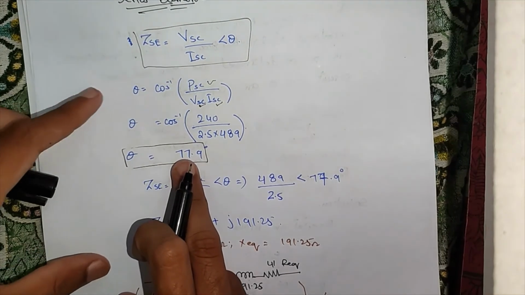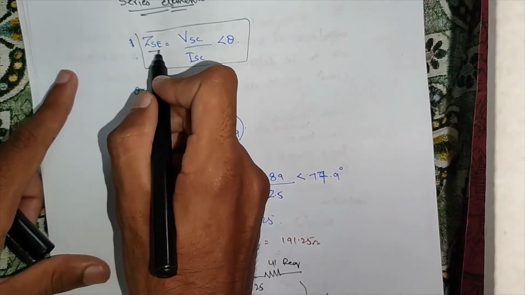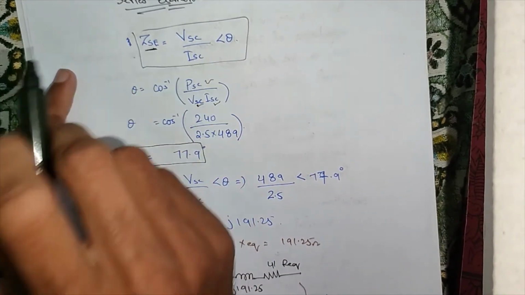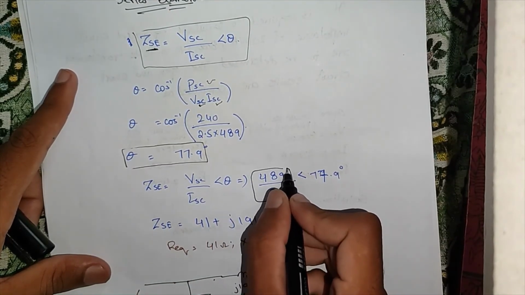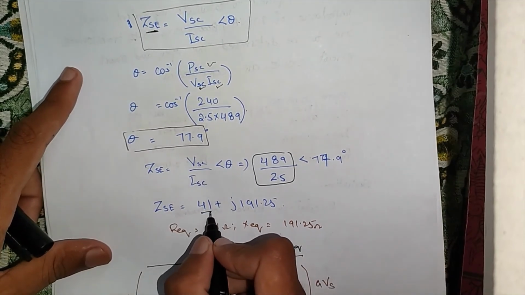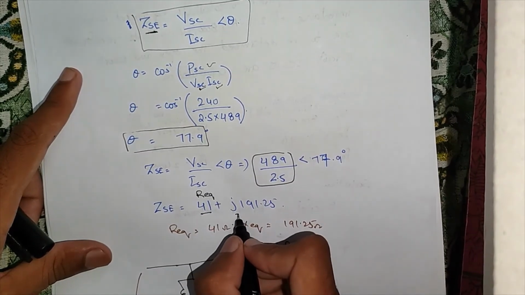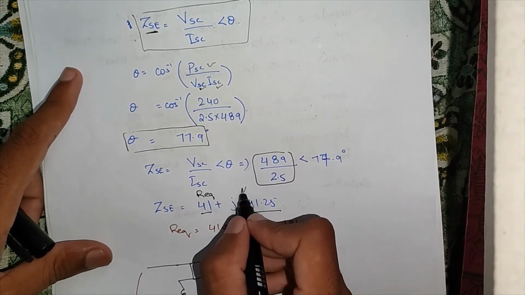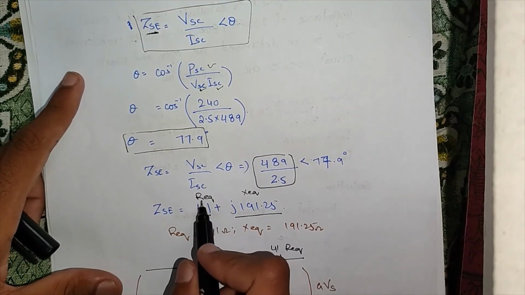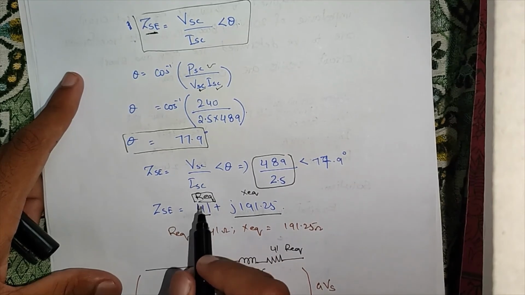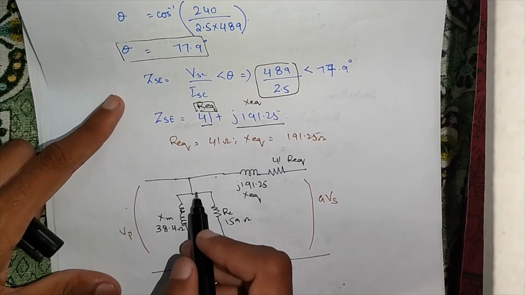Now put the value of short circuit current, short circuit voltage and phase angle theta for computing the impedance of the series element. By putting the values in the formula, we will get the series element as 41, which is R equivalent, and j 191.25, which is X equivalent. Now we have computed our series branch and excitation admittance branch elements. Now we can draw the equivalent circuit of the transformer, which will be drawn like this.